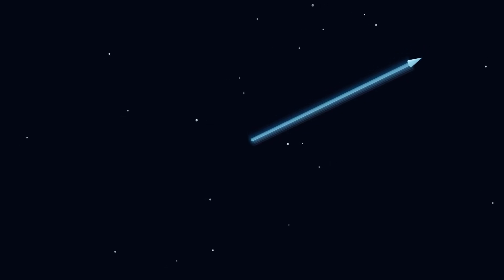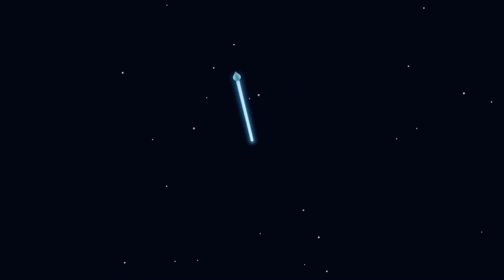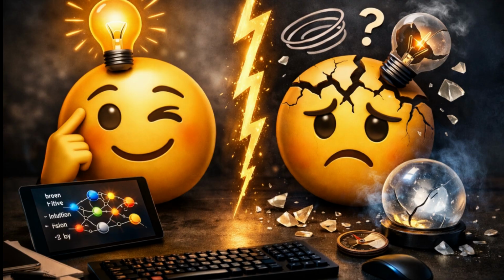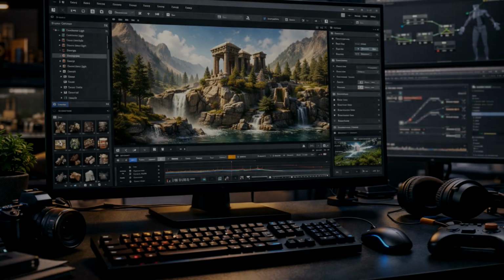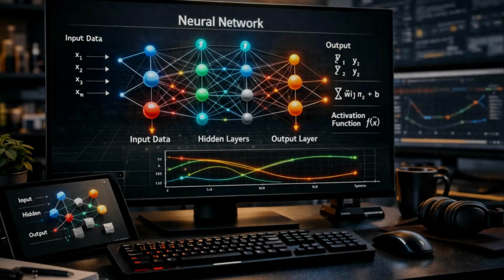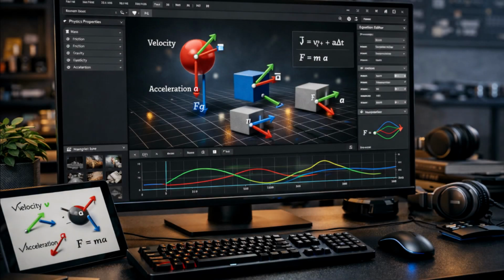So this is a vector, and by the end of this video, you are not just going to memorize its textbook definition, you are going to feel exactly what it's doing in space. But to get there, we first have to uncover a massive lie that most mathematics textbooks tell you right from page 1. A misunderstanding that completely breaks your intuition the moment you try to build a 3D game engine, train a neural network, or simulate real physics.